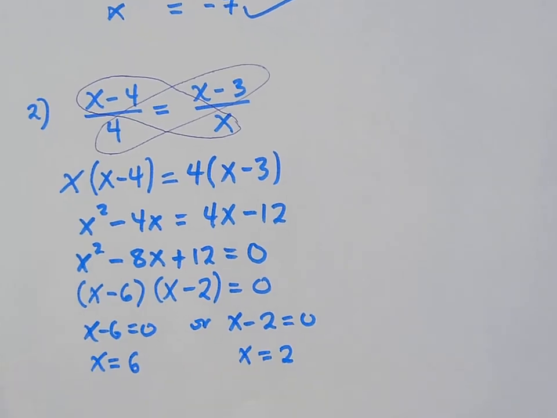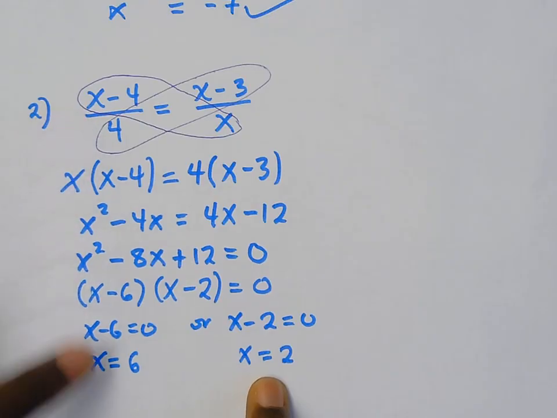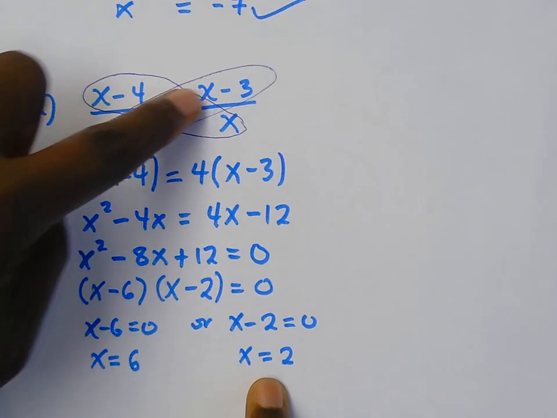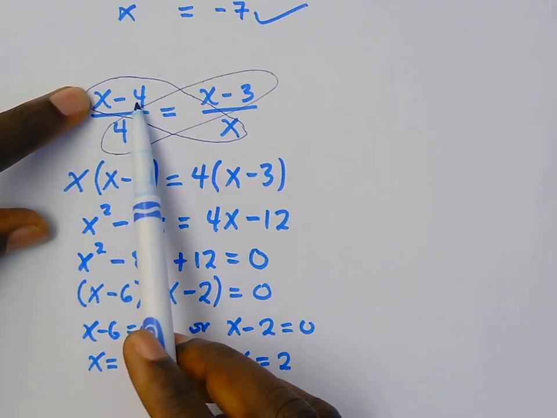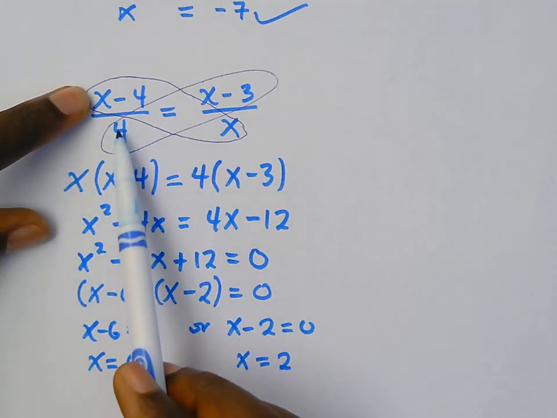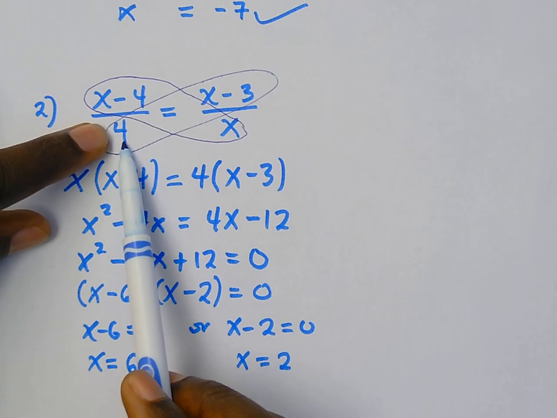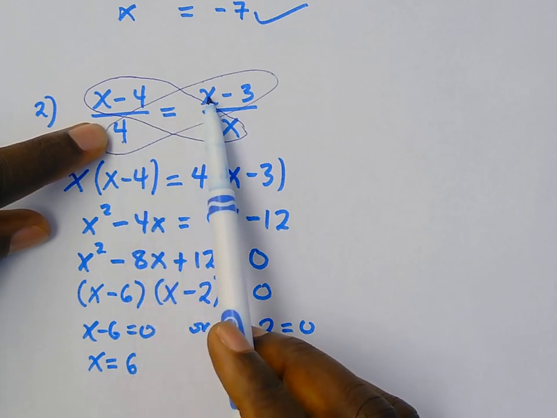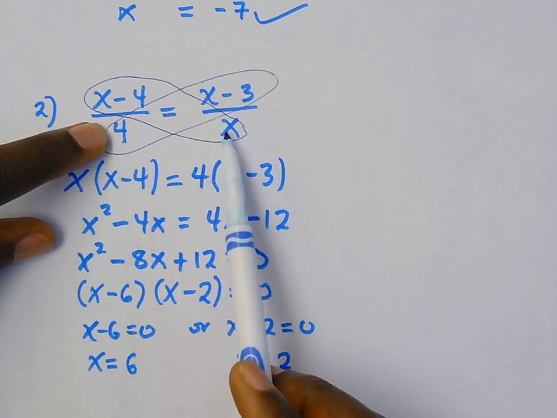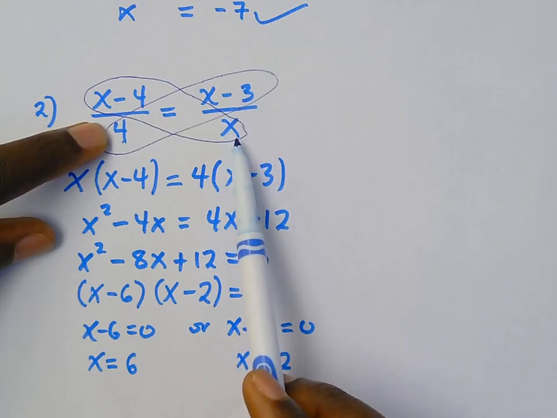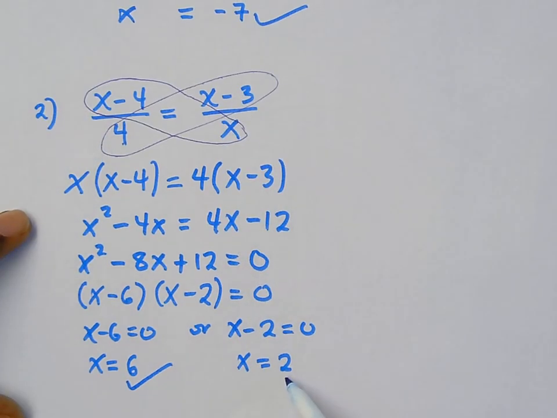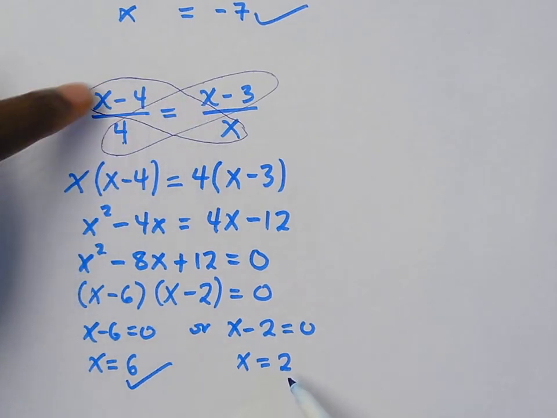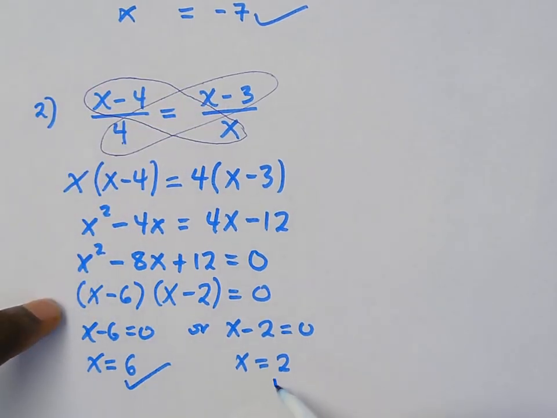Again, you want to make sure that these answers are correct, so plug them back into the original. For example, if I plug the 6 into the original equation, I'm going to get 6 minus 4, which is 2, and 2 divided by 4 is 1/2. If I plug the same 6 here, 6 minus 3 is 3, divided by 6, so 3 divided by 6 is 1/2. So this answer is good. Likewise, if I plug in 2, it will check out. The left-hand side will be equal to the right-hand side, so that answer is also good.